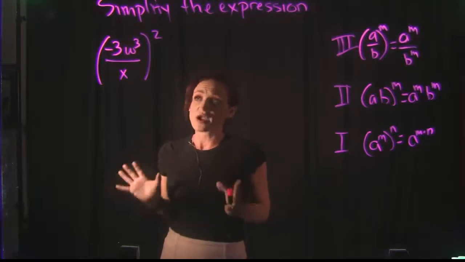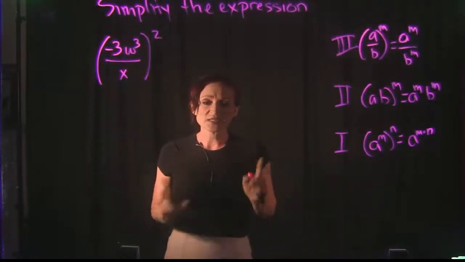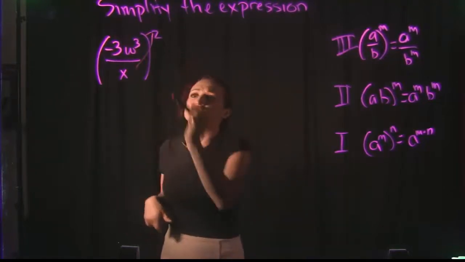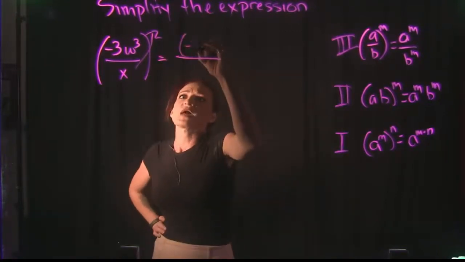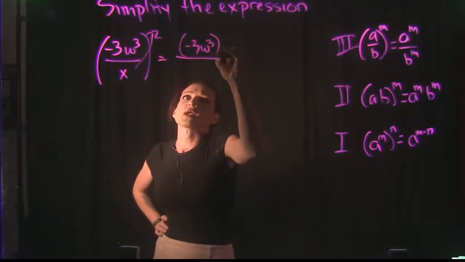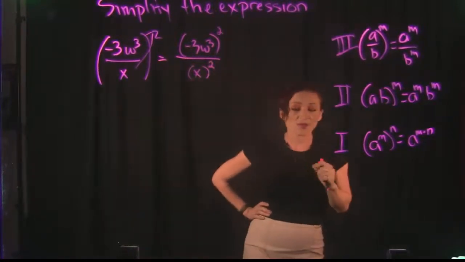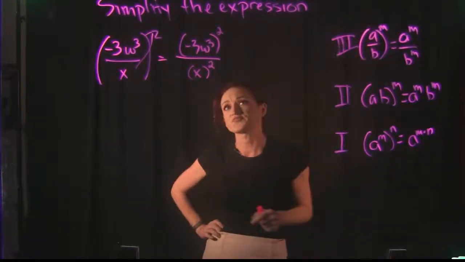Because here we're given a fraction, and the entire fraction is raised to the second power. If the entire fraction is raised to the second power, that second power belongs to the numerator, and it also belongs to the denominator. So that means everything in the numerator is getting raised to the second power, and everything in the denominator is getting raised to the second power. That's what power rule 3 says.